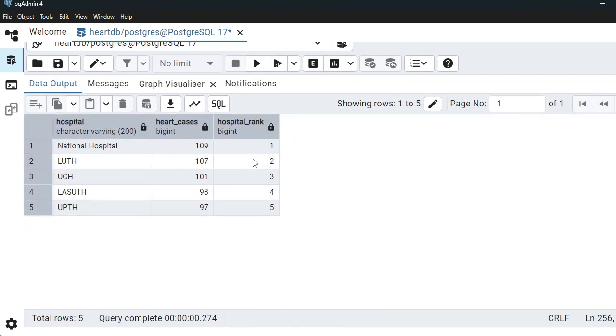So National Hospital has the highest ranking for heart diseases, and LUTH is the second, UCH is the third, and the last switch is the fourth, and UPTH is fifth among them.